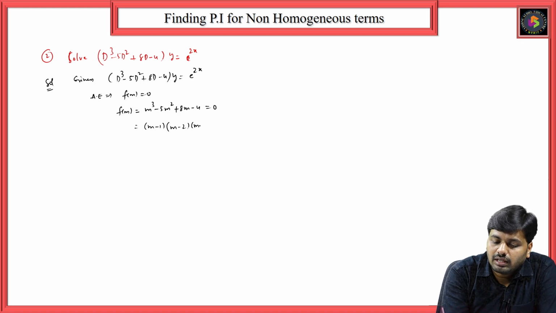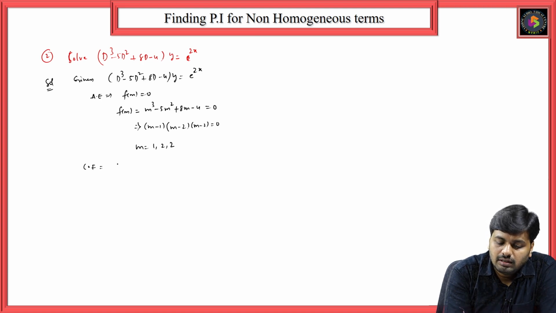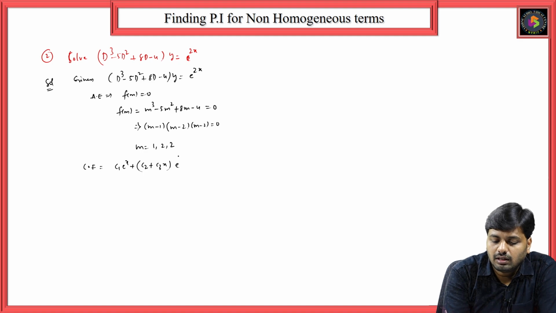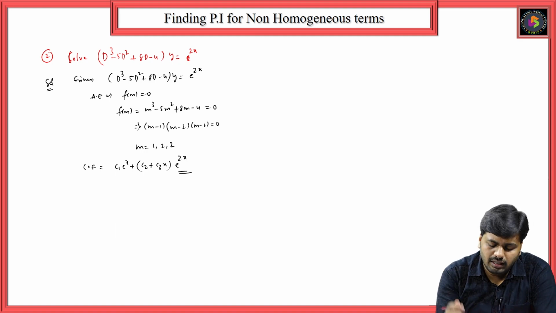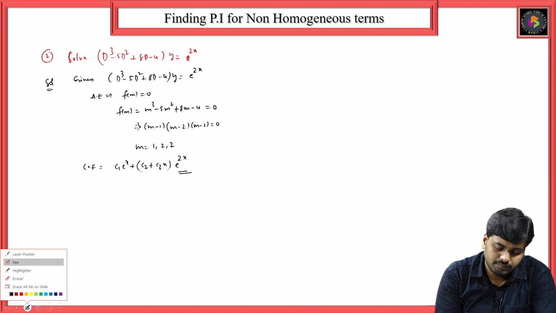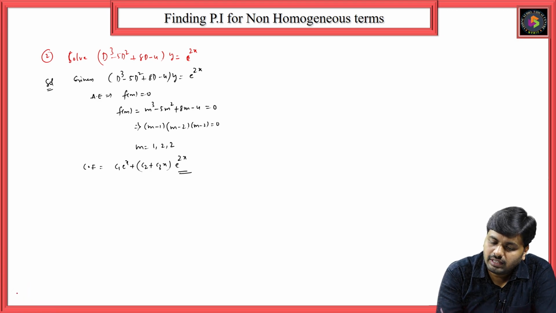into (m minus 2) will be equal to 0. Therefore, the roots will be repeated here: 1, 2, 2. Therefore, the complementary function will be c1 e power x plus (c2 plus c3 x) e power 2x. So here, one more thing you have to observe. The observation is this 2 is matching with this 2 here.